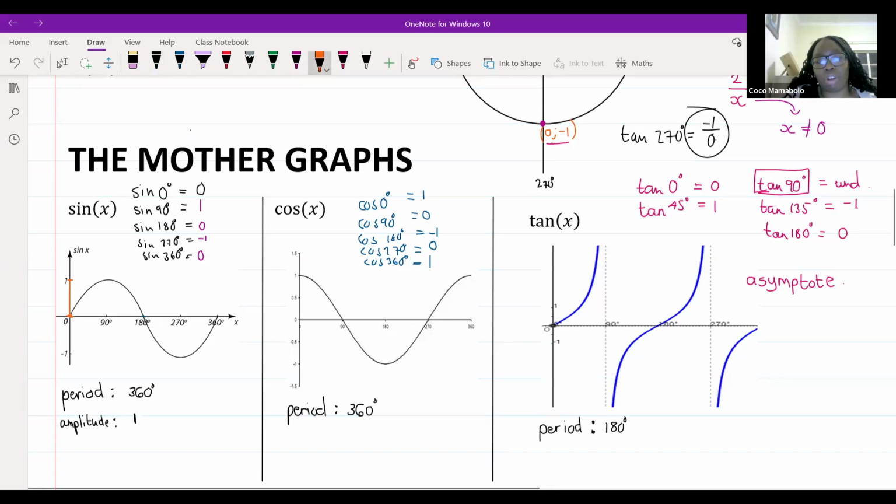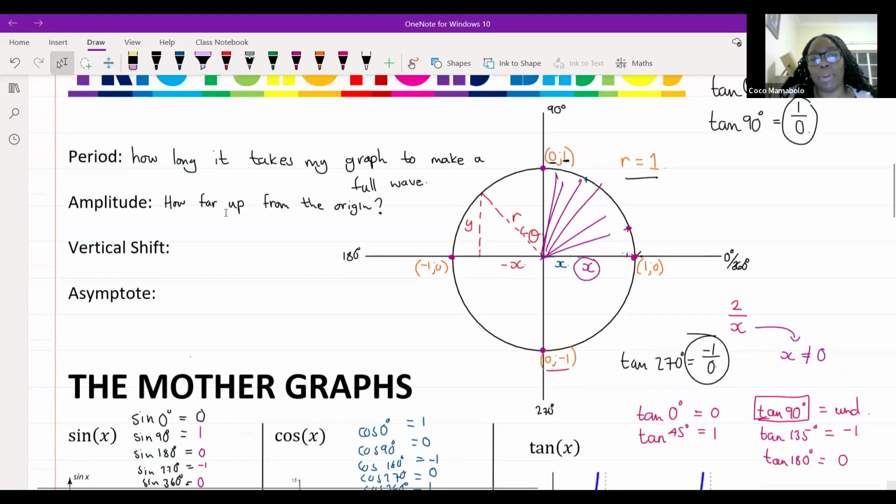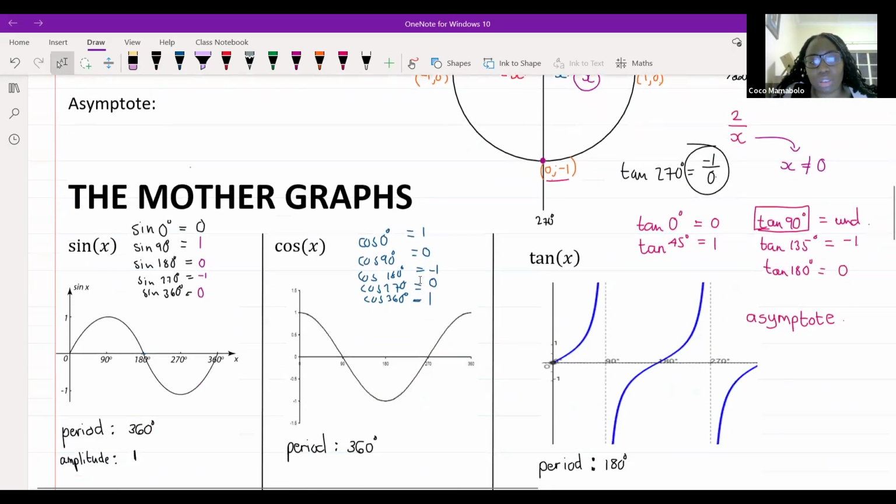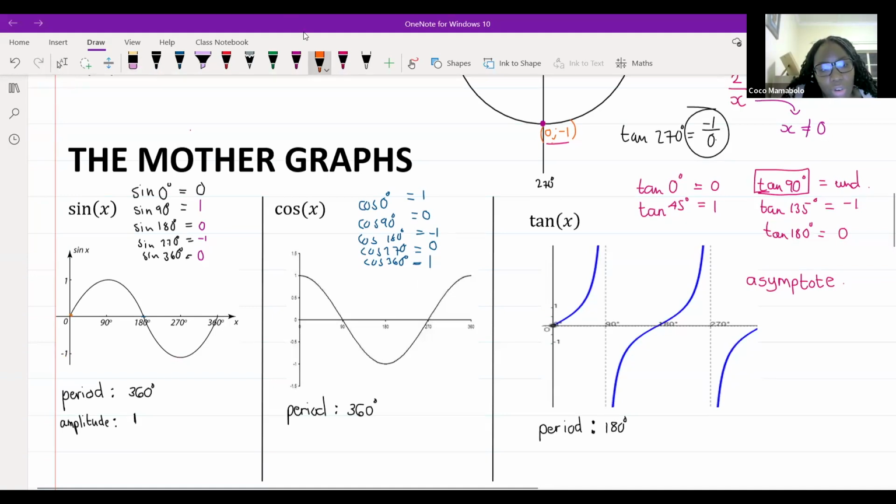I know that my graph grows from 1 all the way to -1, right? It does. It goes from 1 to -1. But that's why ma'am says that the amplitude is how far up my graph goes from the origin, just from the origin. So we're just looking at the distance from the origin up to its highest point. How many units is that? From the origin to there, my amplitude is just 1.